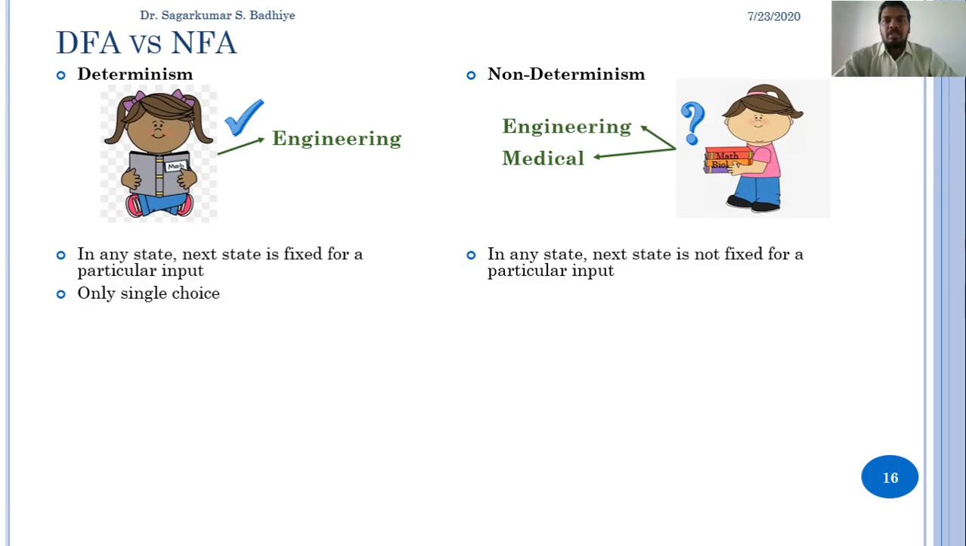In case of deterministic finite automata, there is only one choice. Whereas in case of non-deterministic finite automata, there are multiple choices and any one choice can be selected at random.